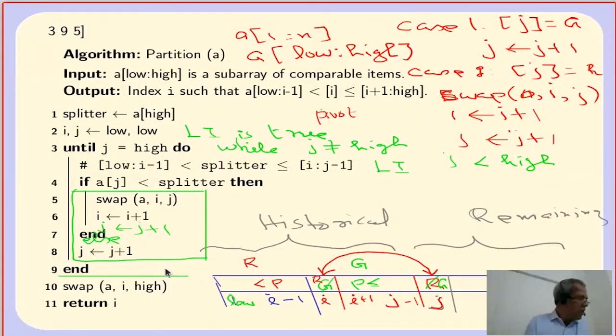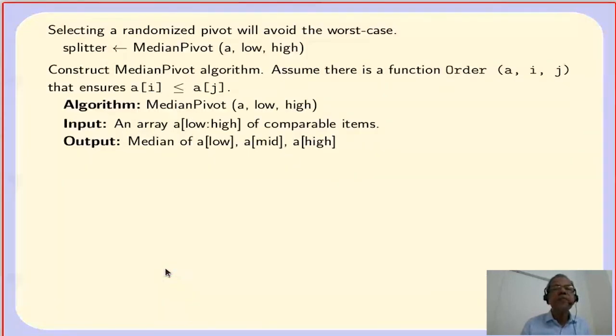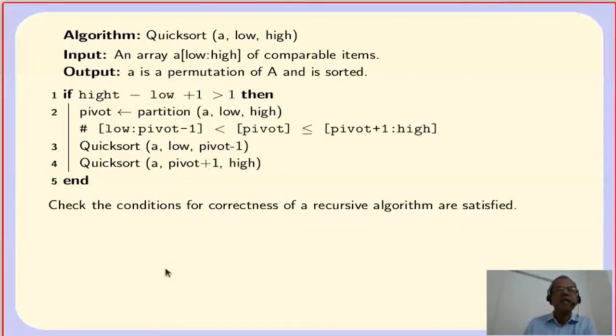This is almost over. It is time. With this slide as the last slide, we can wind up. Algorithm quicksort A low comma high, input an array A low to high of comparable items, output A is a permutation of A and A is sorted. It is an in place sort. The input is an array, the output is the same array in which items have been rearranged, numbers have been rearranged.